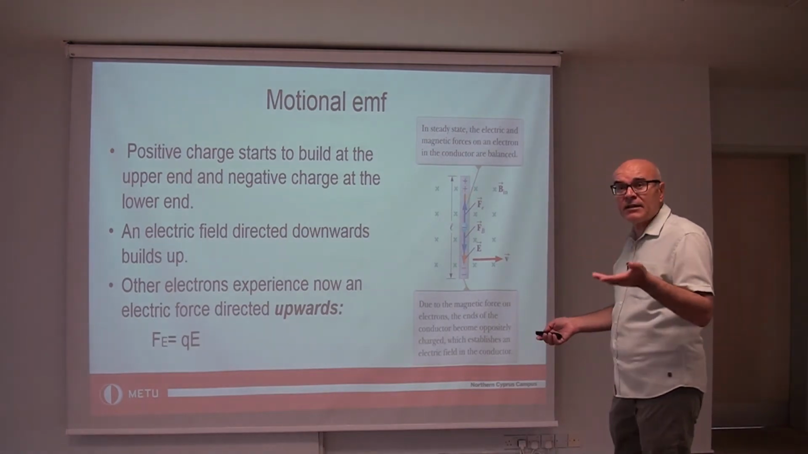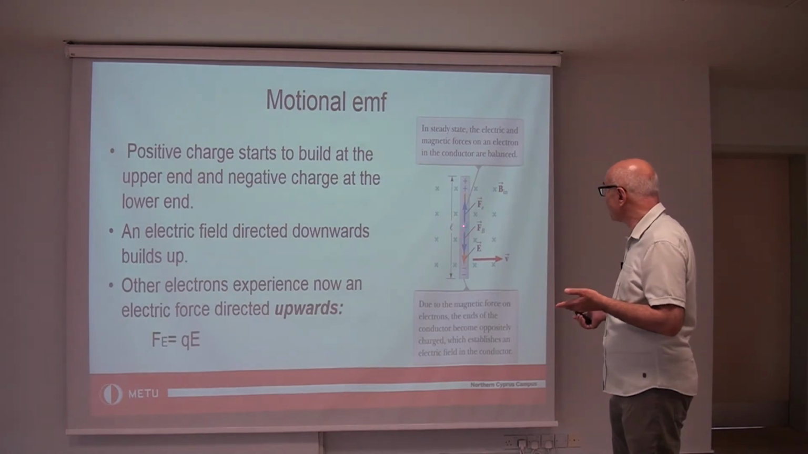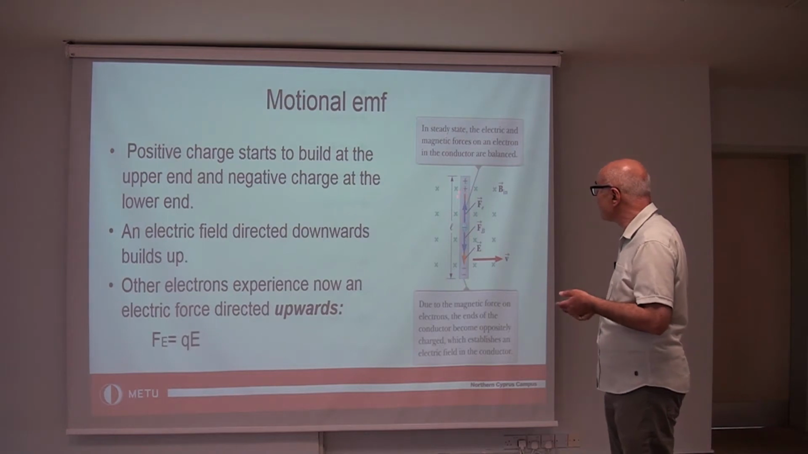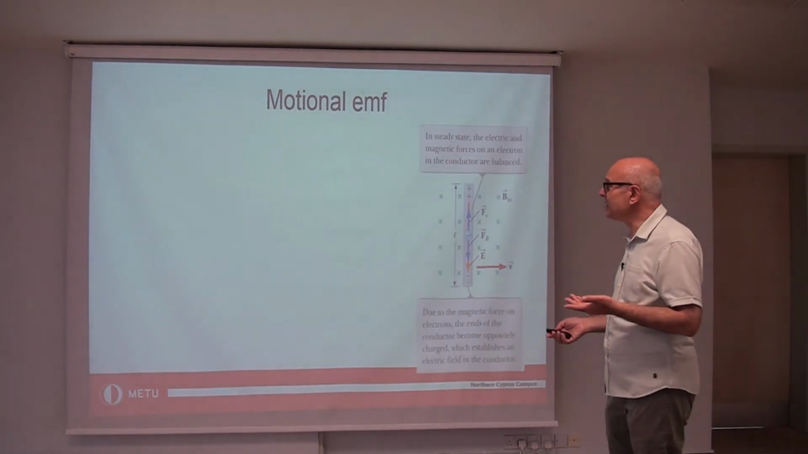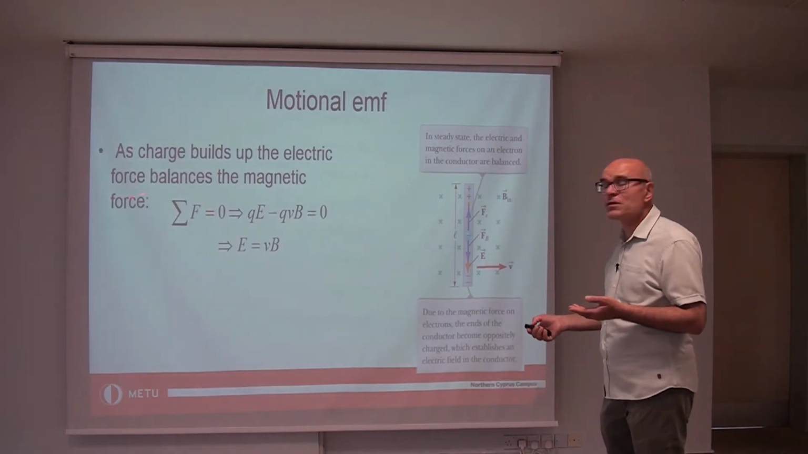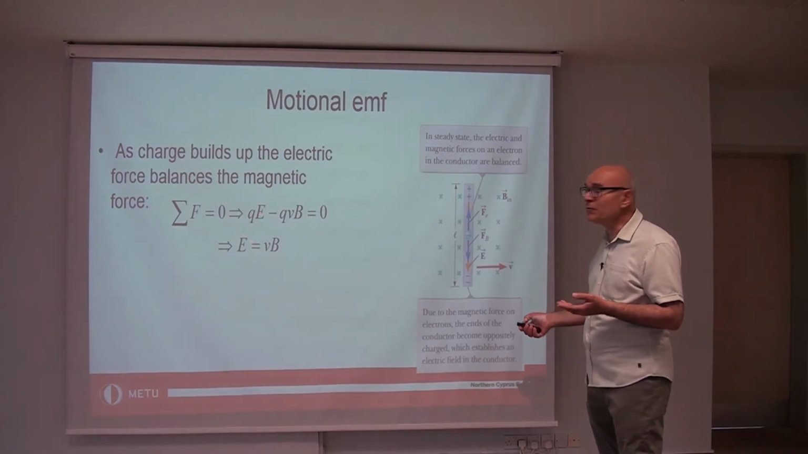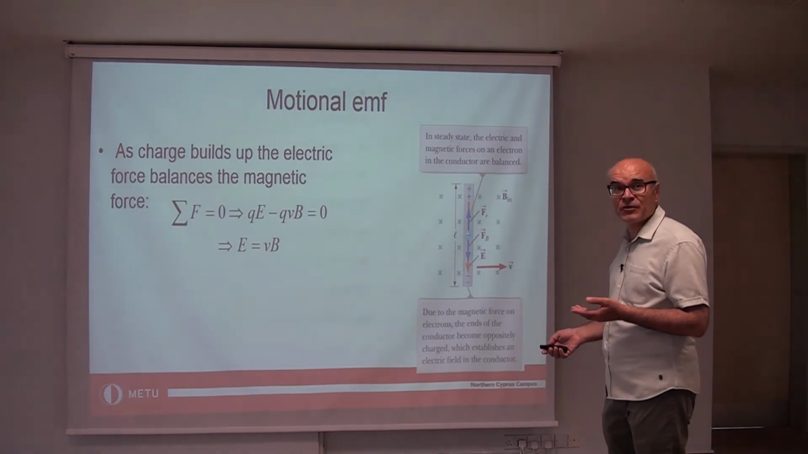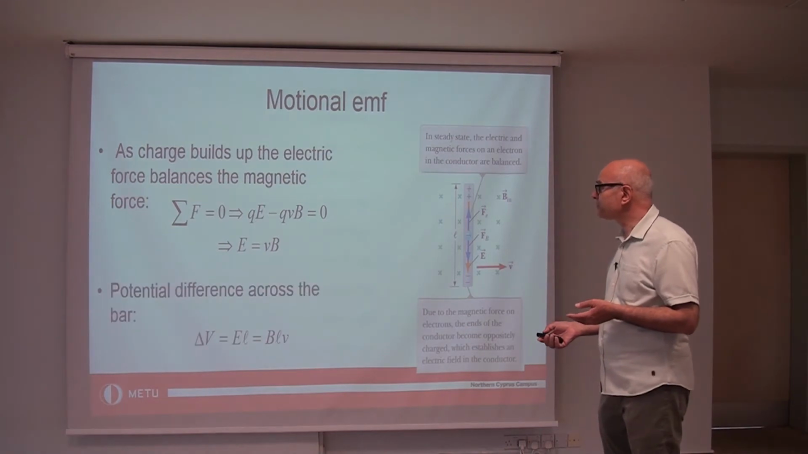Now this can increase until it reaches a point where the magnetic force on the electrons downwards is balanced by this electric force upwards, and this is what we call the steady state. In this case, the net force on the electrons will be equal to 0, so qE will be equal to qvB, and we come with this expression. Okay, so E equals vB.